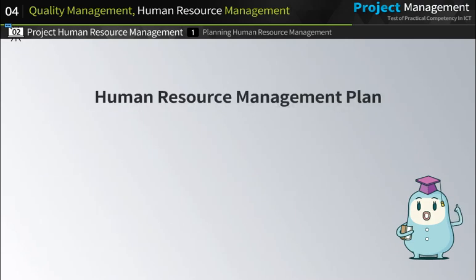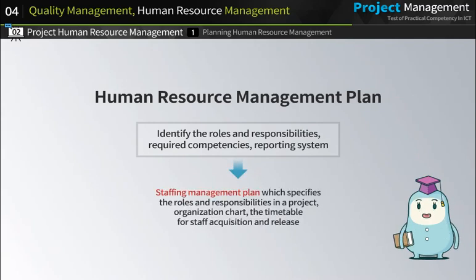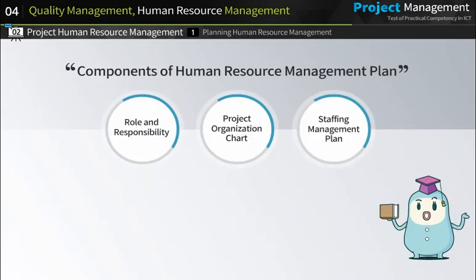First, planning human resource management. Human resource management plan is the staffing management plan, which identifies the roles and responsibilities, required competencies, and reporting system, specifying the roles and responsibilities in a project, organization chart, and the timetable for staff acquisition and release. The following is the components of human resource management plan.